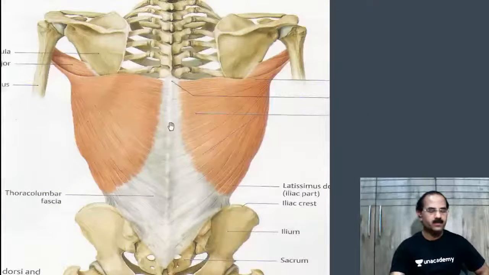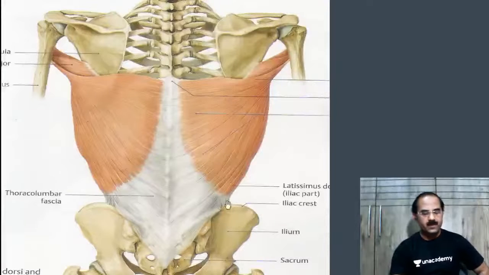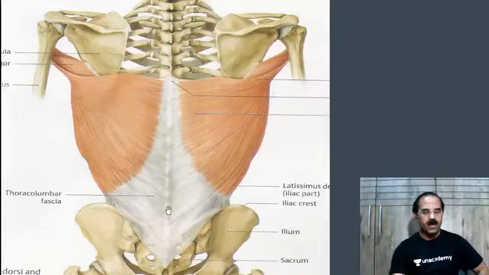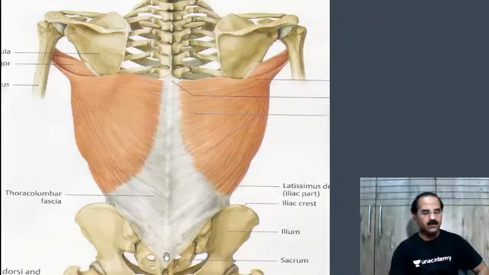Look at this big muscle here. This big muscle begins from the iliac crest. It begins from the thoracic, the lumbar, and the sacral vertebrae, and from the iliac crest.